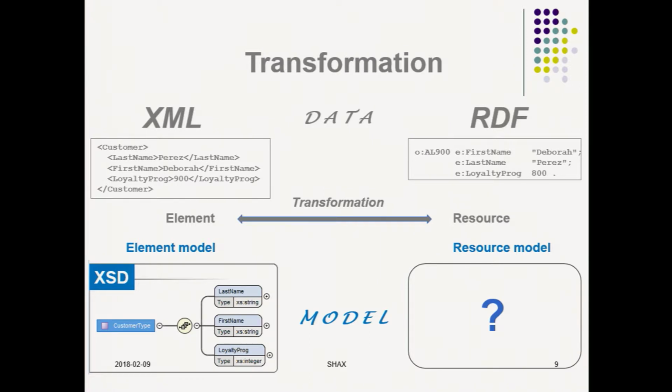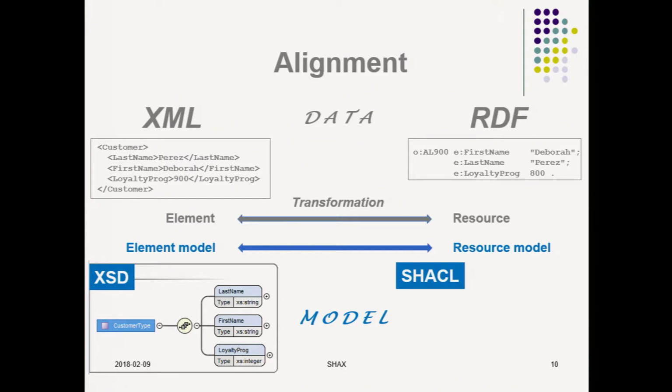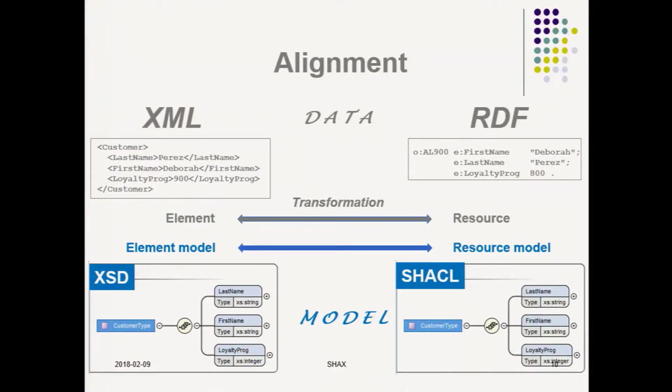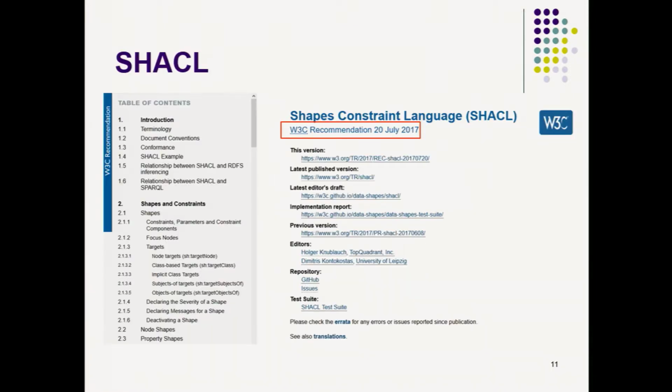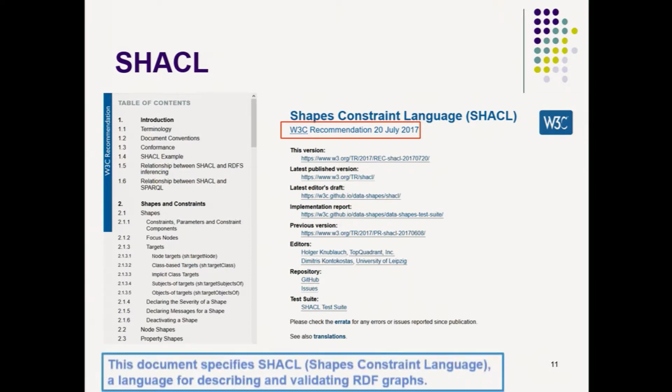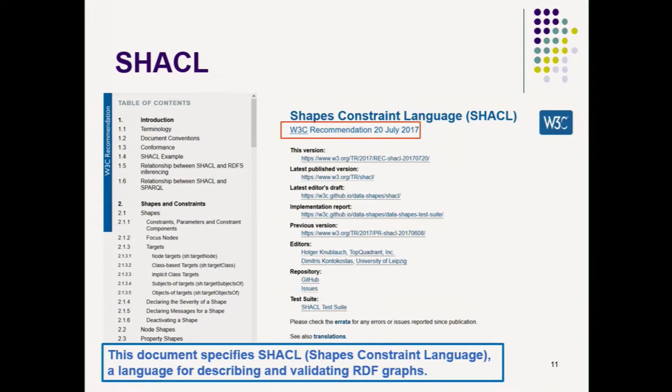Fortunately, last year, a new schema language for RDF has appeared, which is SHACL. Like XSD, SHACL can paint a precise picture of the grammar of RDF data. So now, only now, we have two model languages on the XML and on the RDF side, so that models can be well aligned. And this is the ideal preparation for having high quality transformations. SHACL is a W3C recommendation, and the first sentence of the spec characterizes the language as describing and validating RDF graphs.